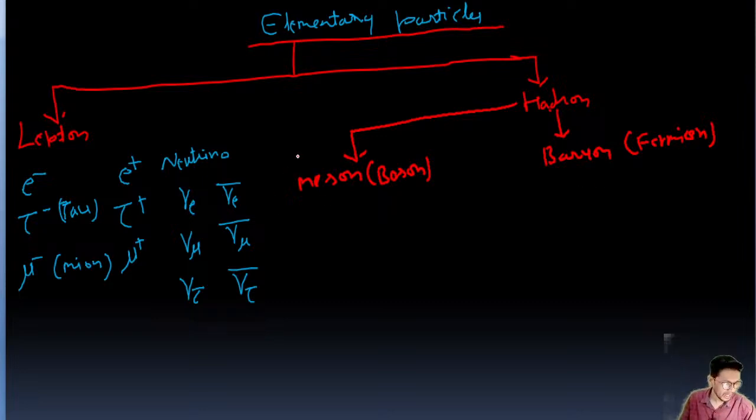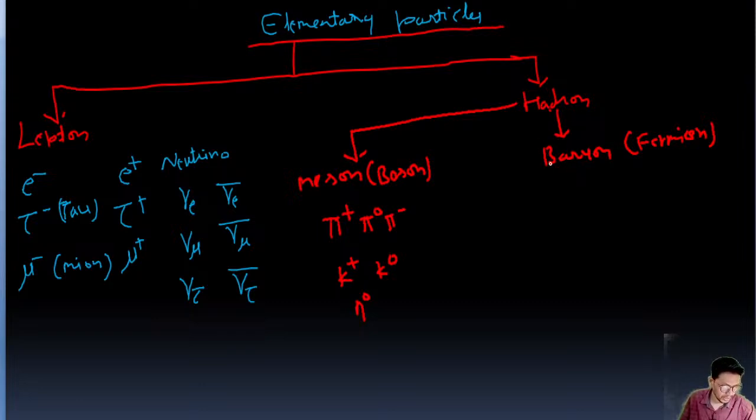Okay, and in meson the particles are pi positive, pi 0, pi negative. Okay, these are pions. And then kaon, this is K positive and K naught, K to the power 0. Okay, and then eta 0. So these are mesons or bosons, guys. Okay, and baryon, that is fermion.